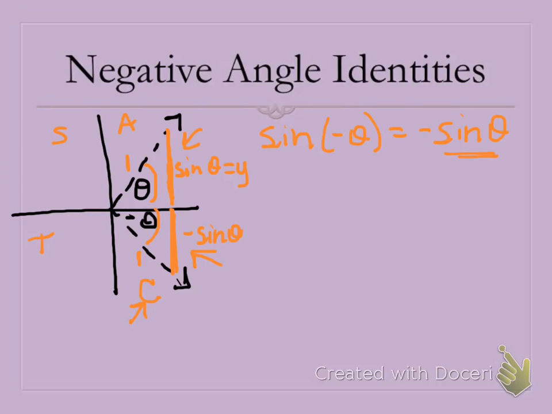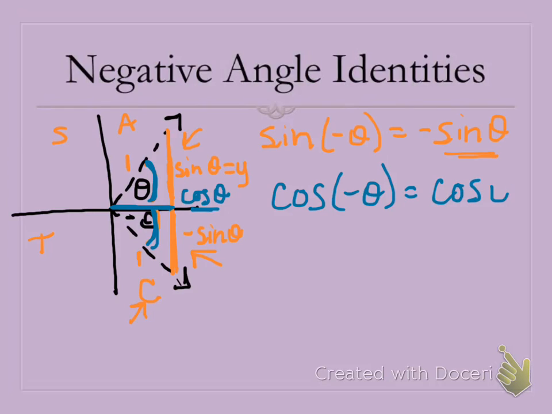Now, what's going to happen with cosine? Same idea, if I take the cosine of the negative angle, how does that compare to the cosine of the positive angle? Well, on the positive angle, the cosine is our x. It's this distance right here. So on the positive angle, I get this distance for my cosine. When I take the negative angle, I still get the same x distance as my cosine. So for cosine, taking the cosine of a negative angle gives me the same answer as if I had taken the cosine of the positive angle.